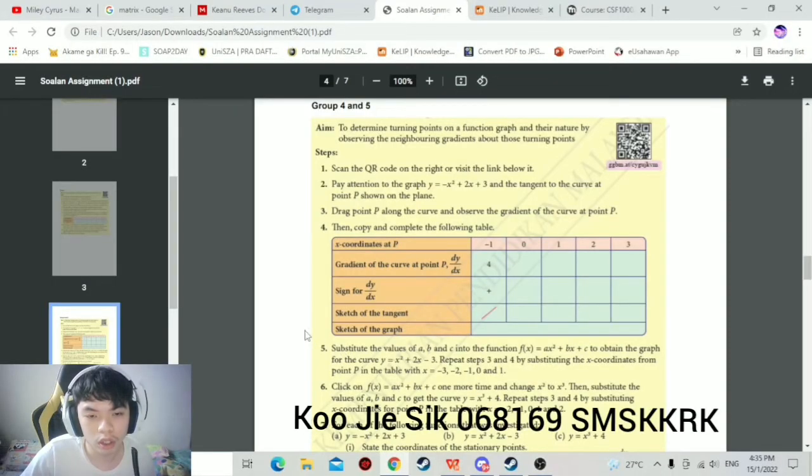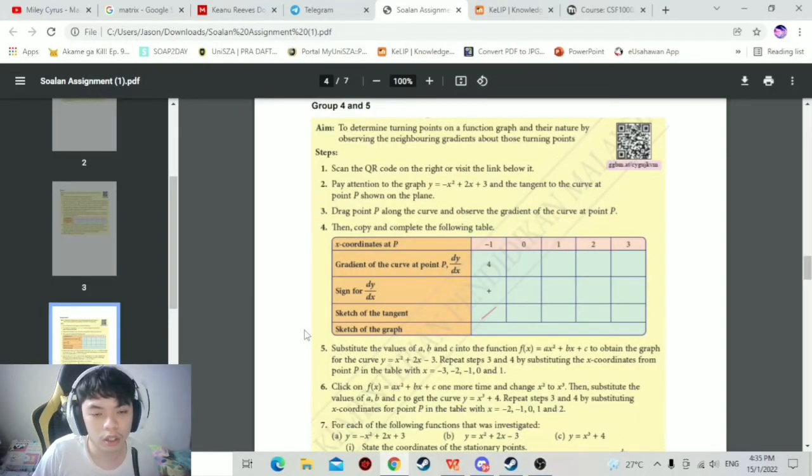So first of all, the question that is given is: substitute the values of a, b, and c into the function f(x) equals ax squared plus bx plus c to obtain the graph for the curve y equals x squared plus 2x minus 3. Repeat steps 3 and 4 by substituting the x coordinates from point P in the table with x equals -3, -2, -1, 0, and +1.